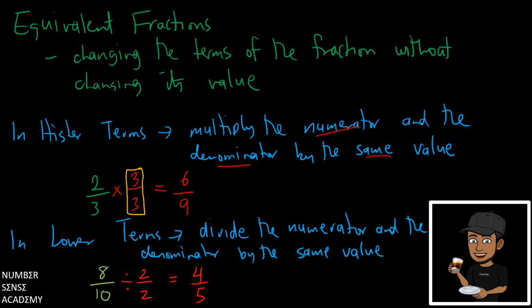So just like in the previous example, 2/2 is equal to 1. So I essentially divided 8/10 by 1. And you know that, same rule as before, when you multiply a number by 1, it's itself. When you divide a number by 1, it still remains itself. Okay, so when we change things to higher terms and lower terms, we're not changing the value. The value remains the same. We're just changing the terms. And this is useful to help with some operations. Okay?